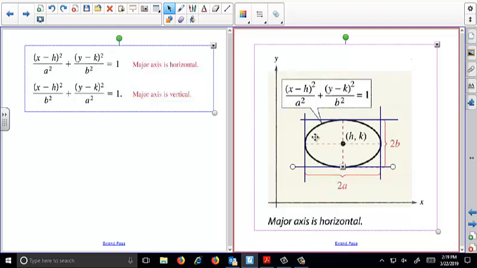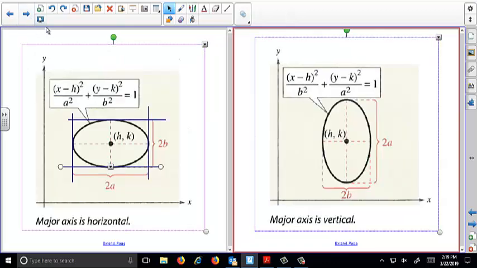I don't draw straight lines. I want it so that it comes to a vertical line here gradually, and it comes to a horizontal line here, a curve gradually. So this is the case of the horizontal axis being the major axis. So it's stretched horizontally, but you could also stretch it vertically. And in that case, the larger denominator is with the y term.